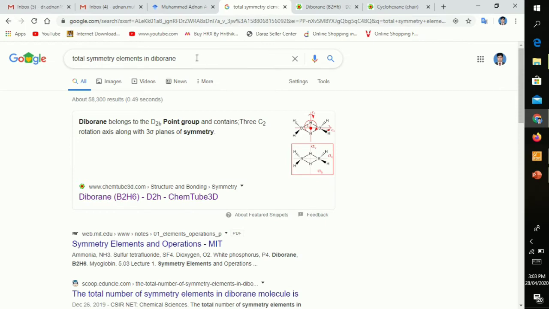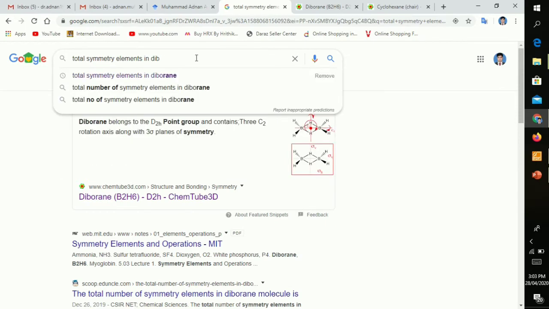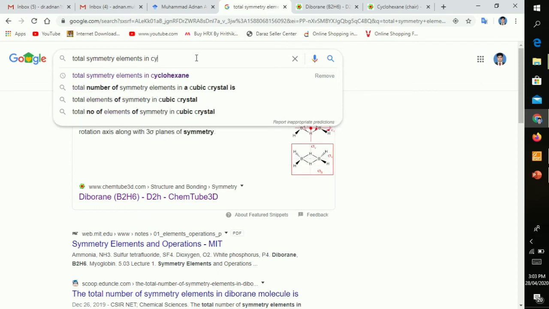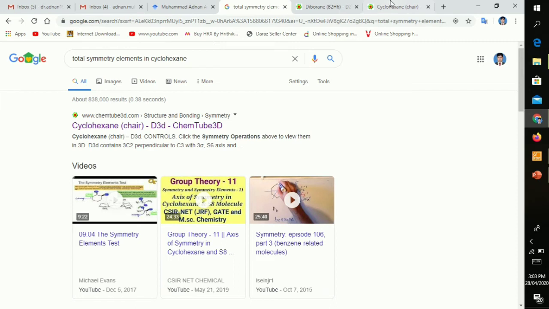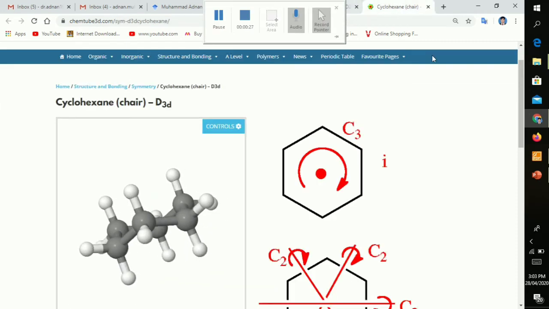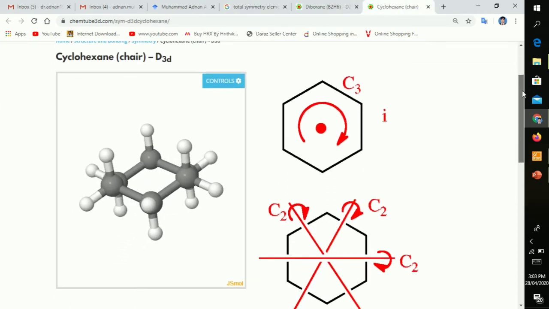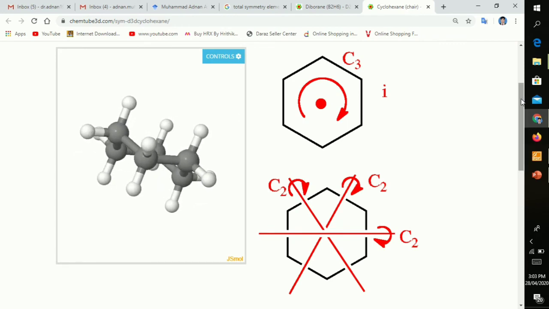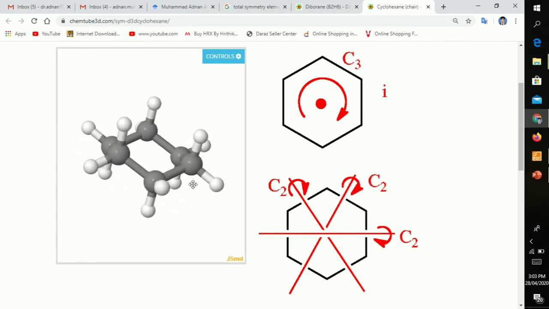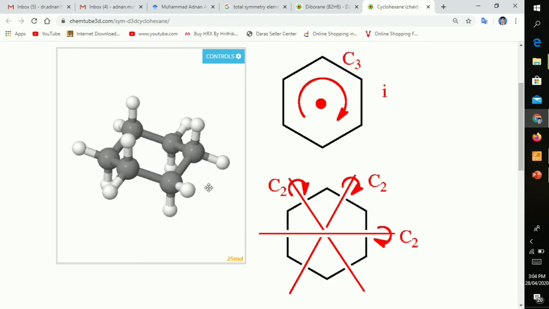So here we go in Google, and we need to write the total symmetry elements in cyclohexane here. So this is the symmetry elements present in the cyclohexane. This is actually the cyclohexane structure in boat form. Here you can see this.